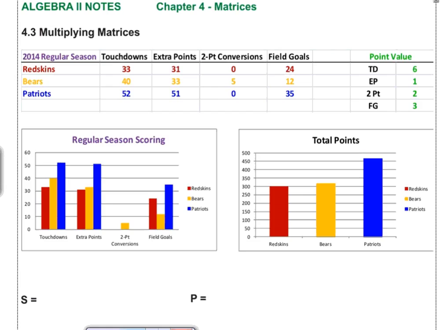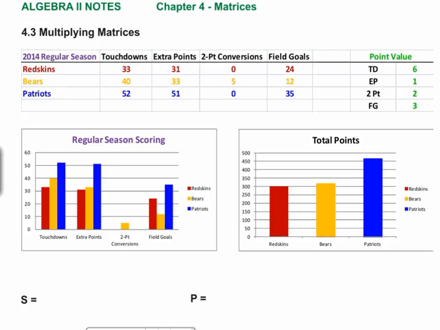Okay, this is 4.3, multiply matrices. So we've got an example here. 2014 regular season, and I went through and made a chart.